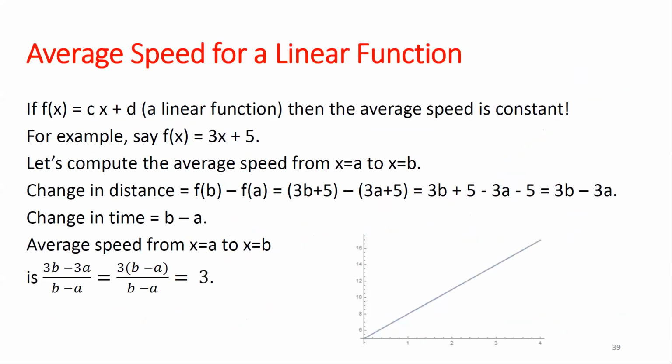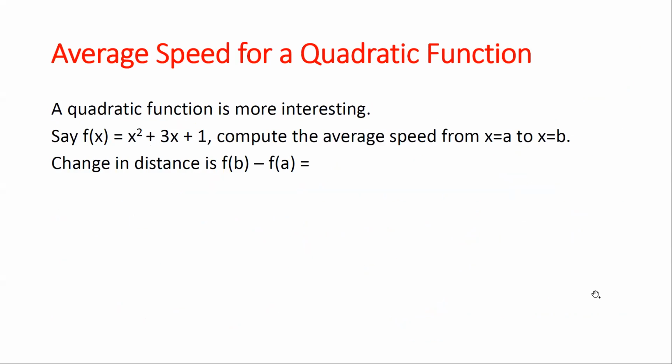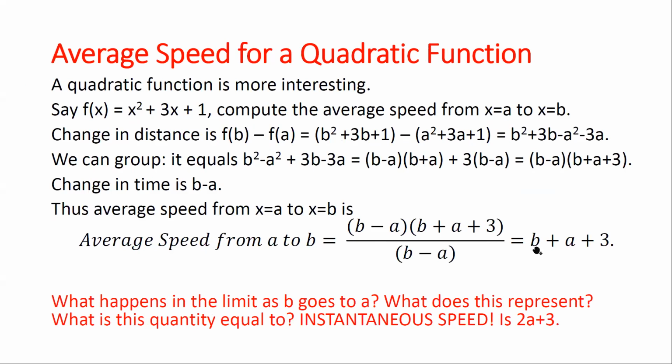And so we calculated that the average speed for a linear function is constant. We calculated for a quadratic function, then it was a little bit more interesting. The average speed of x squared plus 3x plus 1 from a to b was b plus a plus 3. And then if we took the limit as b goes to a, we would get 2a plus 3, and this would be the instantaneous speed.